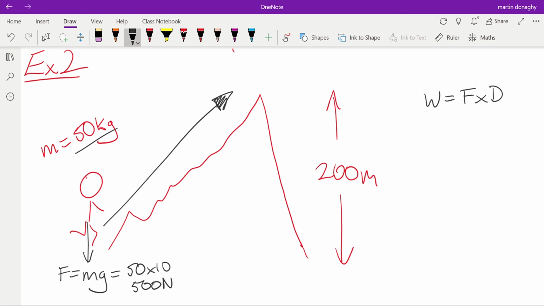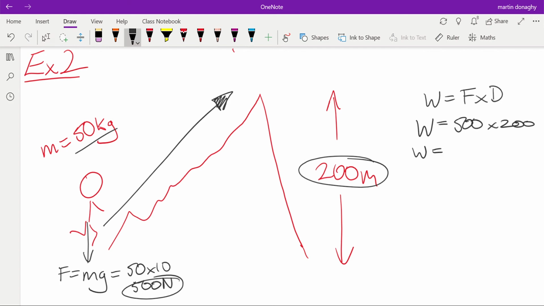So if he wants to climb up something, he's going to need to apply a force as big as 500 newtons upwards. I know that he might actually walk up the slope in that direction, but that doesn't matter. We want a force that is parallel to a distance, and we can multiply those two numbers together. So we get that the work done is 500 times 200, which tells us the work done is 100,000 joules, and that would be from chemical energy in the food that he's eating to gravitational potential energy at the top.